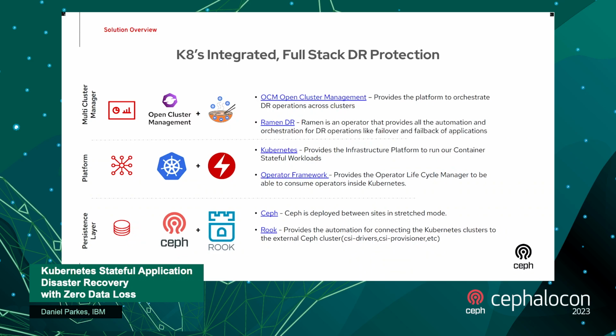The Open Cluster Manager is helped by Ramen. Ramen DR is an operator that really has all of the intelligence, all of the automation to be able to actually fail over and fail back the application, take care of all of these little details that otherwise we would have to do manually.